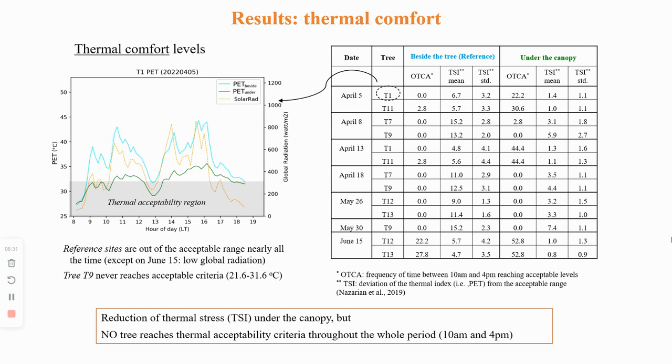We then categorize that over the day, beside the tree and under the canopy, by a metric, outdoor thermal comfort autonomy, which gives you the fraction of the time that the conditions are acceptable, and then a deviation which is in average degrees above, in this case, the maximum limit. So some of the trees did pretty well.